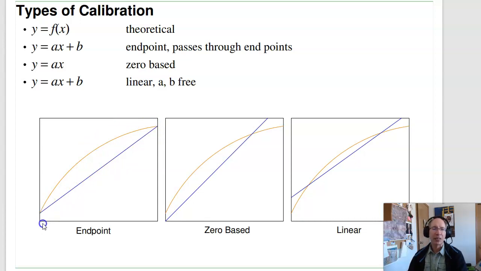That's endpoint calibration. Nice thing about endpoint calibration is it's easy to calculate. I've got two equations, two unknowns I can solve. But as you can kind of tell, I could do better. This isn't accurate, it isn't precise.